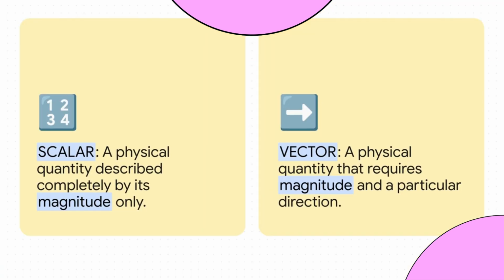Okay, so here's the absolute heart of it. A scalar tells you how much. For example, a car is going 50 miles per hour. That's a scalar. It's just the speed. But a vector tells you the car is going 50 miles per hour north. That's its velocity. See the difference? One's just a number, but the other gives you the complete story. How much and which way.